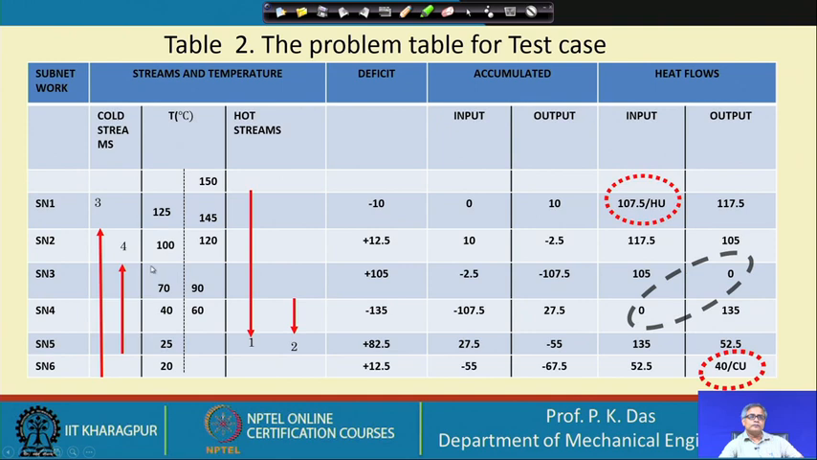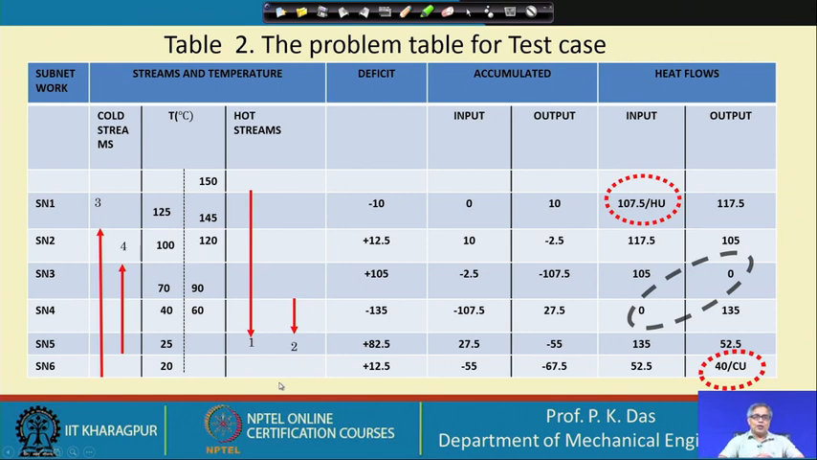Similarly, the cold stream temperature here is 100 degree. So, the corresponding hot stream temperature could be 120 degree. Here the hot stream temperature is 90 degree. So, the corresponding cold stream temperature could be 70 degree in the ideal case. Here it is 60 degree, the corresponding cold stream temperature could be 40 degree, and beyond this there is no hot stream. So, only cold stream is there.